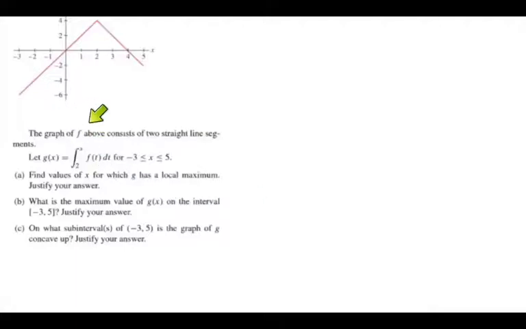The graph above consists of two straight line segments. Okay, now I see that. Let G equal the integral of f of t, for values between -3 and 5. Whenever you get graphs or problems like this, make sure you label what your graph is. We know that it's f.